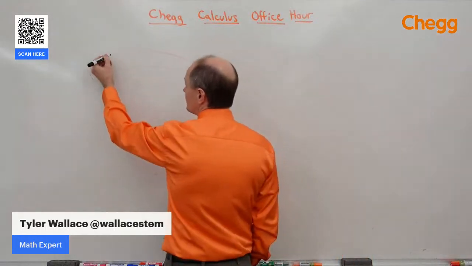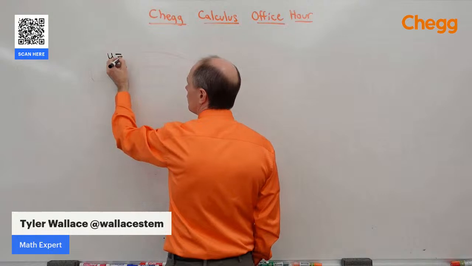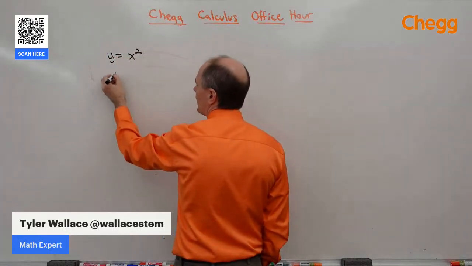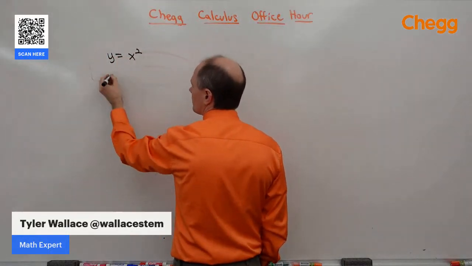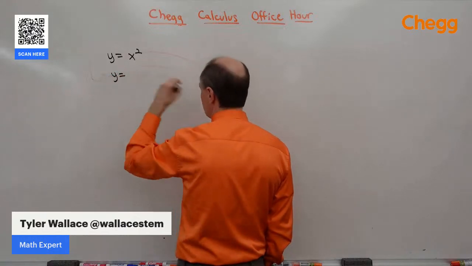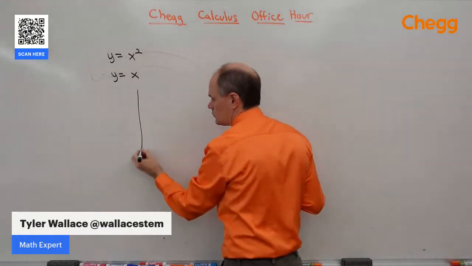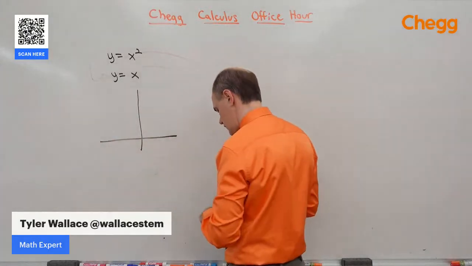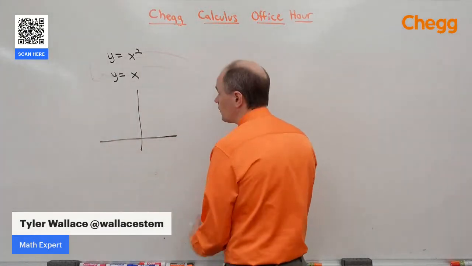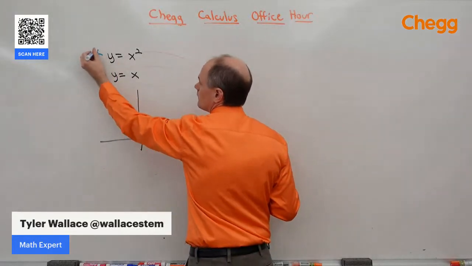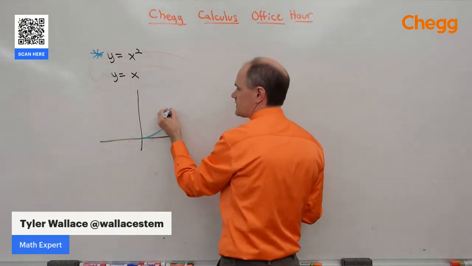So let's take a look at the graph of y equals x squared and y equals, let's do y equals x. Let's see what that looks like. So y equals x squared. I'll do this one in blue. That's this graph right there.